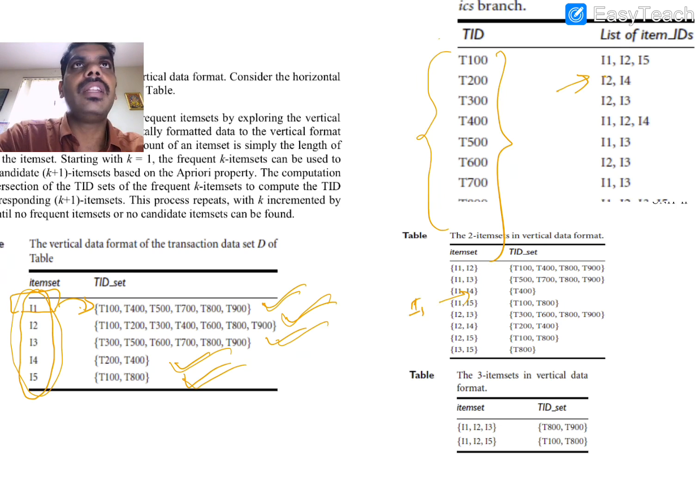In the case of the vertical data format, the only difference is this. Initially we concentrated on items and support count. Here we are going to consider only the items and the transactions in which these items are involved. Clear? Am I clear with you?